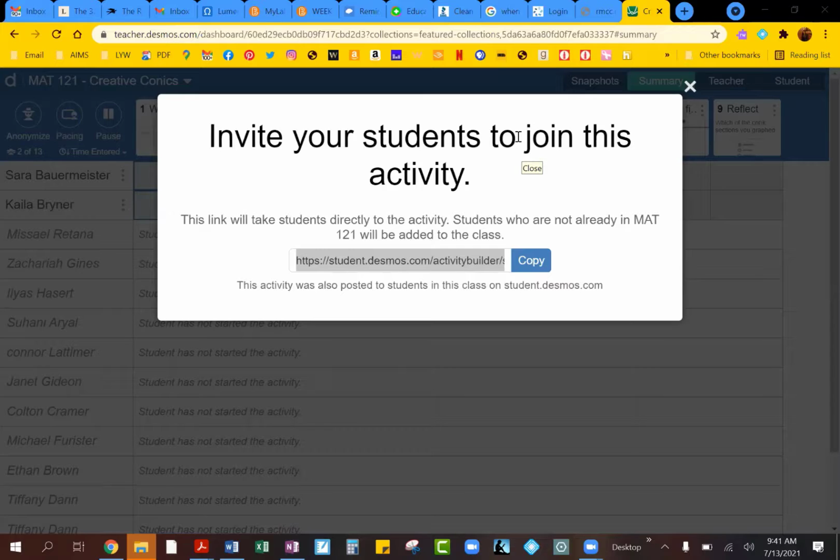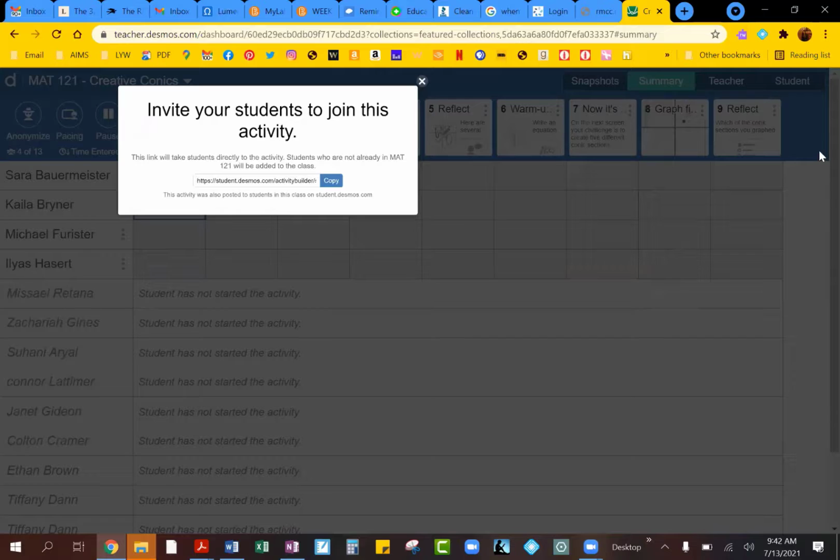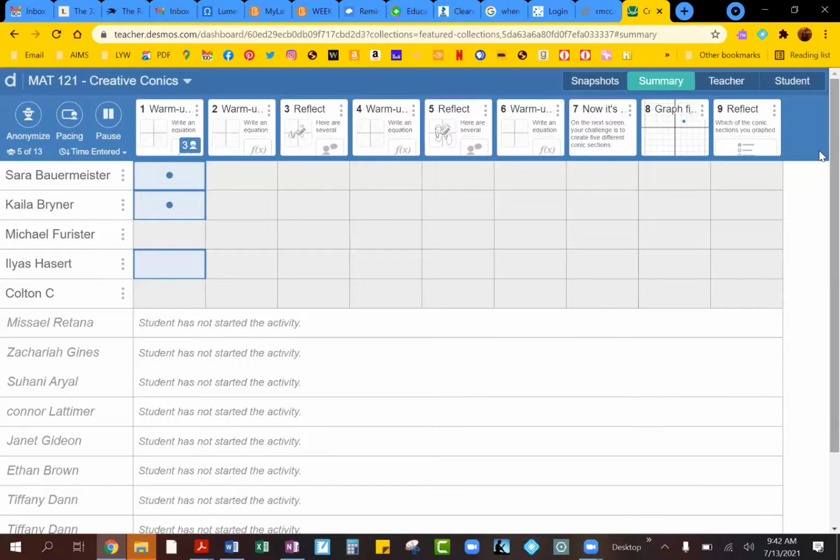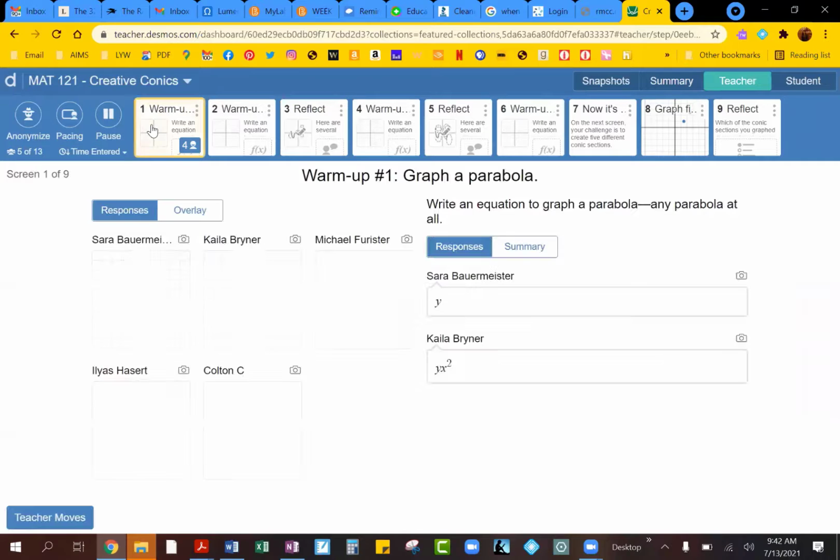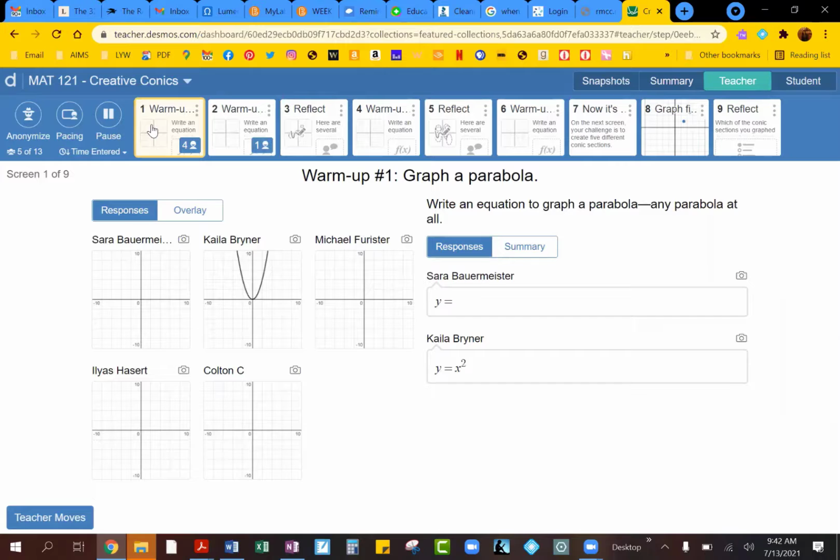So I've sent you the link through chat on Zoom. So you guys should be able to click on that. So try to come up with your own equations.